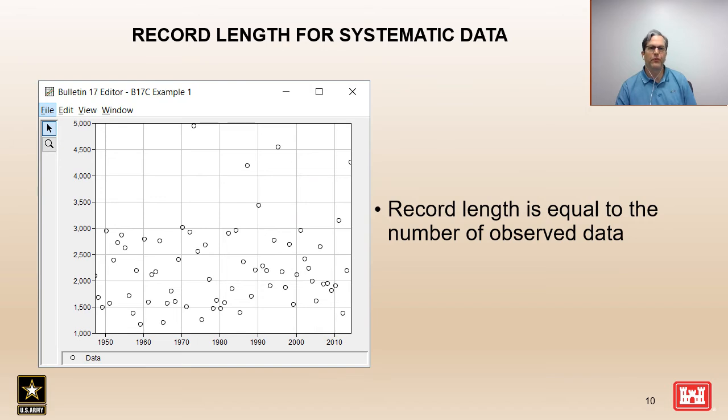Now that we've reviewed some uncertainty concepts, let's dive into record length and effective record length. When all of the data consists of known values or systematic data, the record length is simply equal to the number of data. Each data value contains 1 year of information in the record.